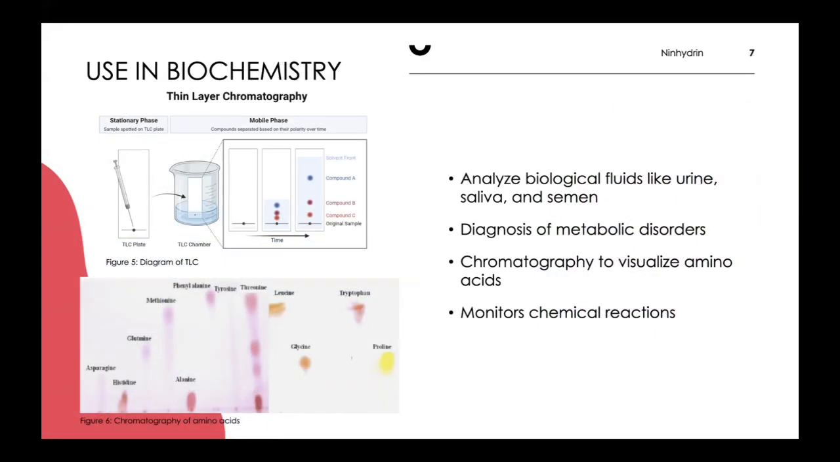Ninhydrin also serves a purpose in biochemistry laboratories. A ninhydrin test is useful for detecting the presence of amino acids, amines, and proteins in unknown samples like urine, saliva, and semen. This test can help to indicate abnormal levels or unusual traces of such, and is often used in screenings for metabolic disorders. With the use of chromatography, the color intensity can reveal specific patterns that can suggest an issue.